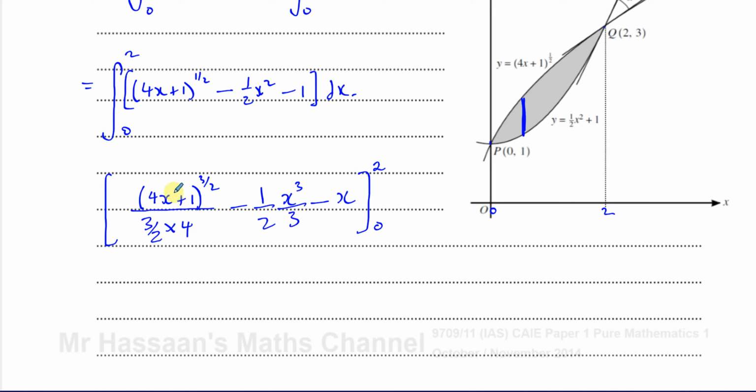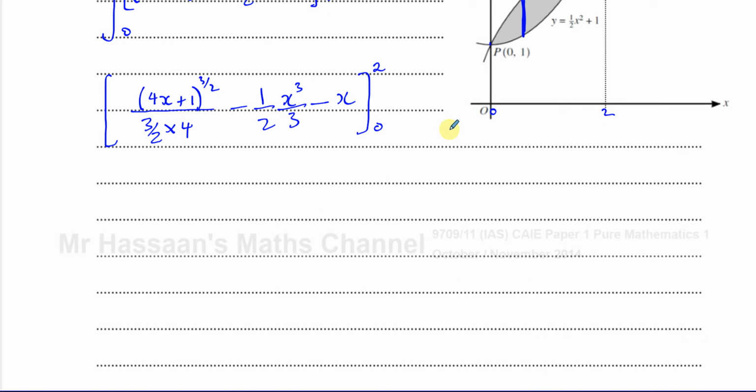Let me simplify all of this before I substitute the values in. The 2 and the 4 cancel, leaving 2, so it's 6. This is (4x plus 1) to the power of 3 over 2, which is basically the square root of 4x plus 1, cubed. The numerator is the power and the denominator is the root, over 3 times 2, which is 6, minus x cubed over 6, minus x.